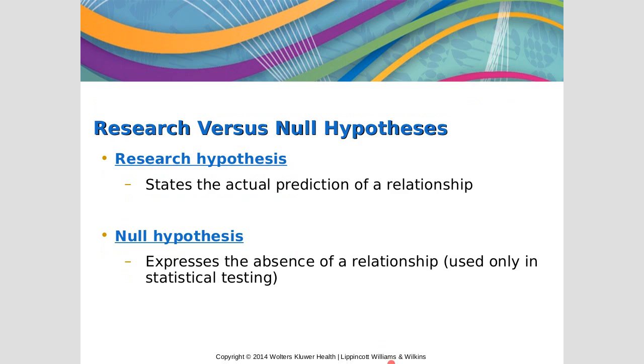There's also research versus null hypothesis. So the research hypothesis states the actual prediction of the relationship, whereas the null expresses the absence of a relationship. It's used only in statistical testing. So overall, with stating a hypothesis, in the use of quantitative research, oftentimes you see terms like whether or not the null hypothesis was accepted or supported or rejected. Taking small samples and making inferences or statements of generalizability to the whole population.